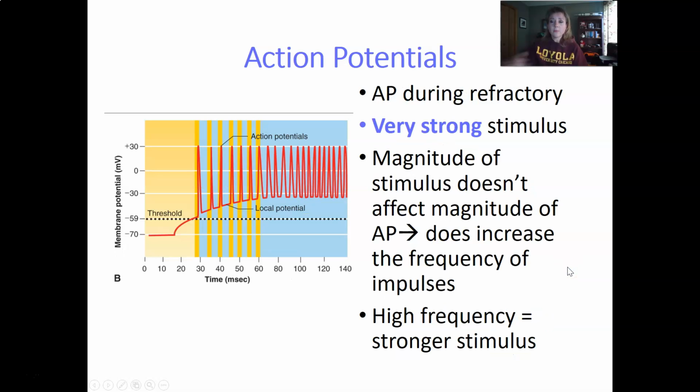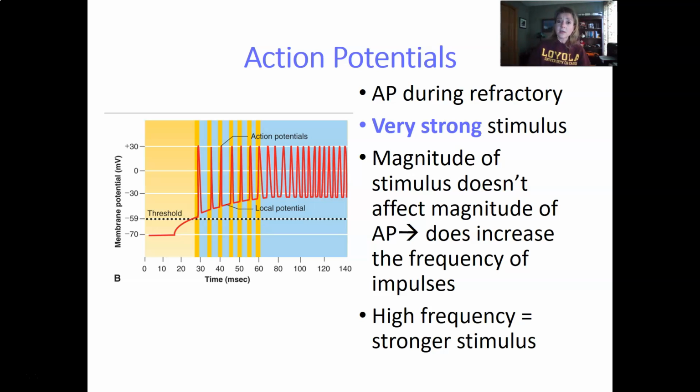Now, when I say very strong stimuli, there's something you have to remember. The size or magnitude of these action potentials never changes. It's always going to have a height of about positive 30 millivolts. So when you have a very strong stimulus, remember we have this positive feedback event happening. The more sodium voltage-gated channels that are opening because of these stimuli, the more sodium is going to flow in and generate more action potentials in more areas around the initial area that received the stimulus. Very strong stimuli are going to create action potentials at a higher frequency.